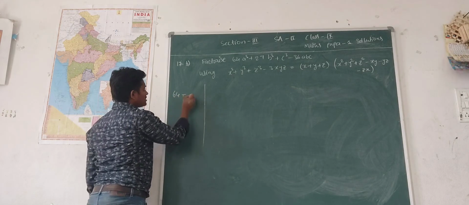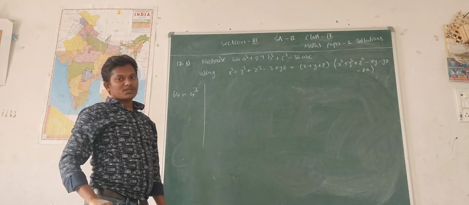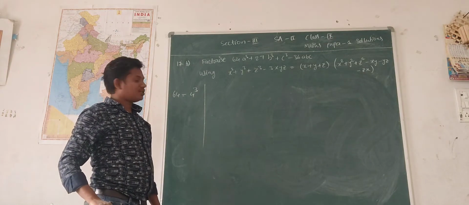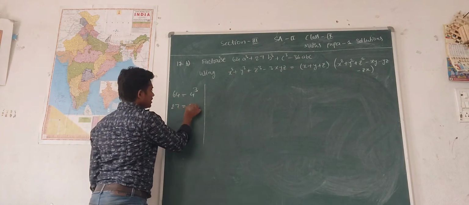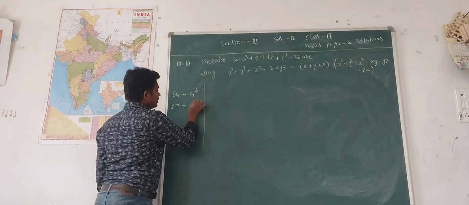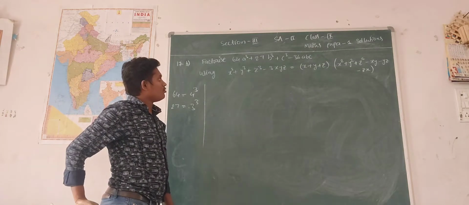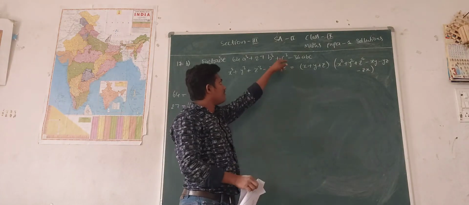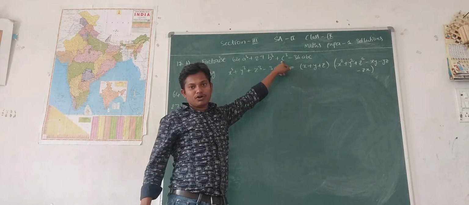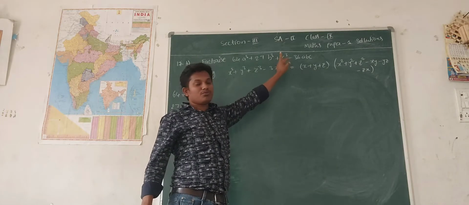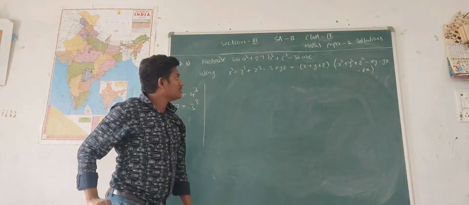64 we can write as 4 cube. 4 fours are 16, 16 fours are 64. Next, 27 we can write as 3 cube. Next, c cube is given only here. Before c cube, the coefficient is nothing, which means 1. 1 is a multiplicative identity. Okay.